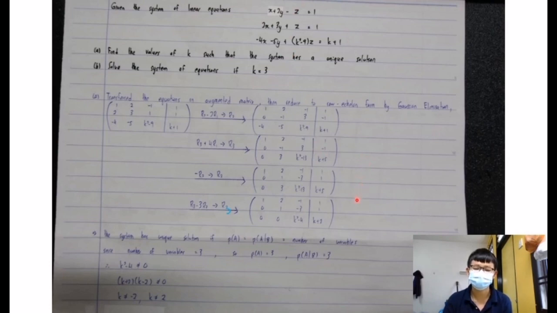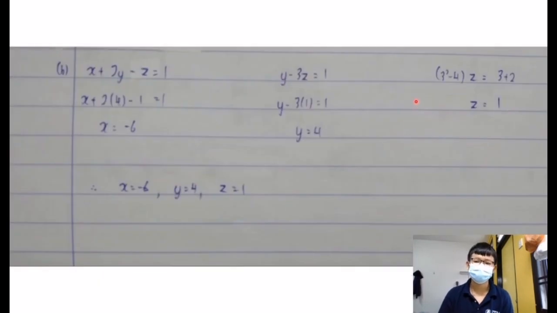Then question B asks to solve the system of equations if k equal to 3. Then we write the 3 equations first, which is x plus 2y minus z equal to 1, and y minus 3z equal to 1, and then k squared minus 4 times z equal to k plus 2. Then we substitute the k value of 3 into this, and we get z equal to 1, and solving this, we finally get the solution x equal to -6, y equal to 4, and z equal to 1. So that's all for our presentation. This question comes from book 15, and thank you for watching.